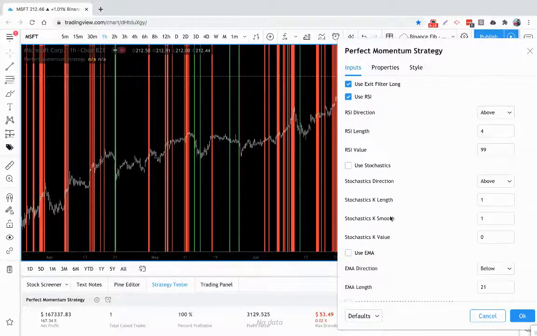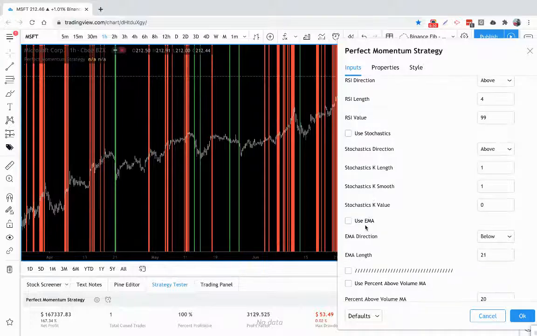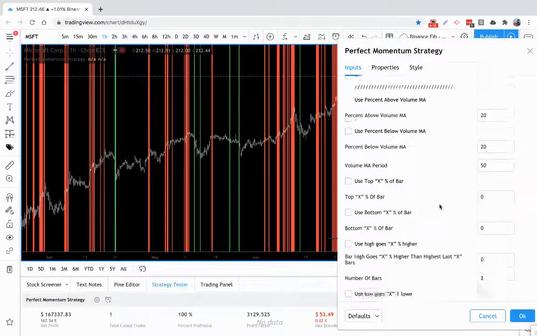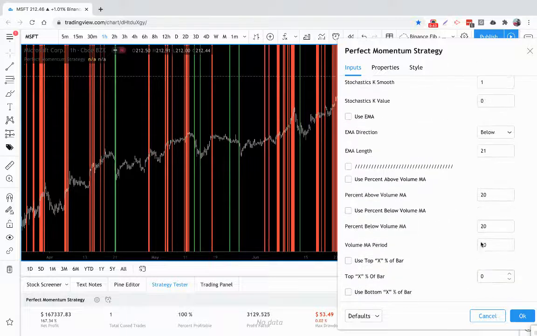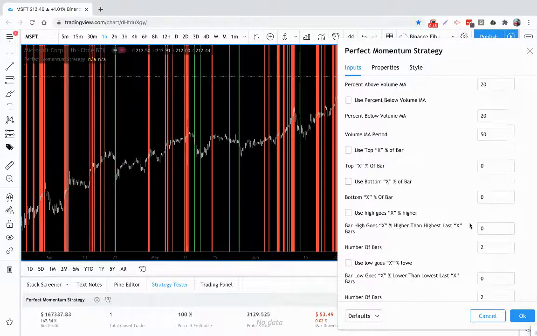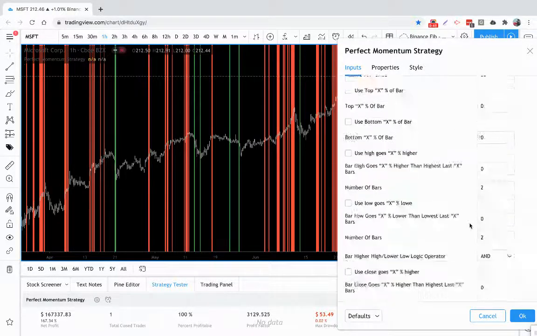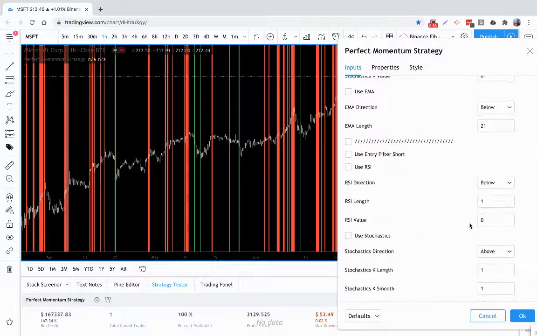You can do the same concept with stochastics, and you can do the same concept by using EMA above or below. And that's it. Down here underneath this, you have a second exit filter for a longer period you can use if you don't want to just have one. So you have two entry filters and two exit filters, and those are for your longs.